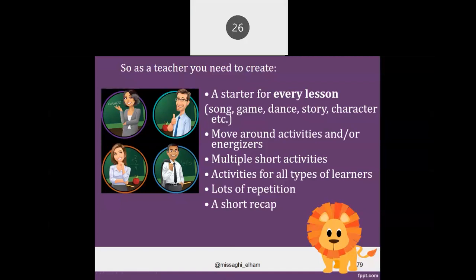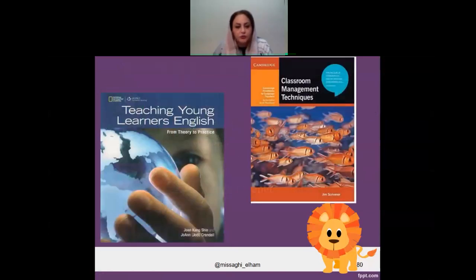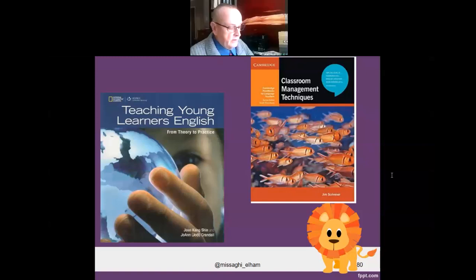Yes. Okay, very good. If you want to have further studies or read more books, these two books are good books about teaching young learners and also class management techniques. You can find different activities and games in class management techniques. They're really good and handy books. Good. Do you have any questions? Oh, Daniel, if you're still there, do you want to give any comments, any ideas?